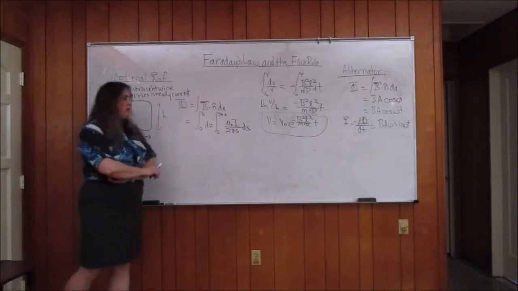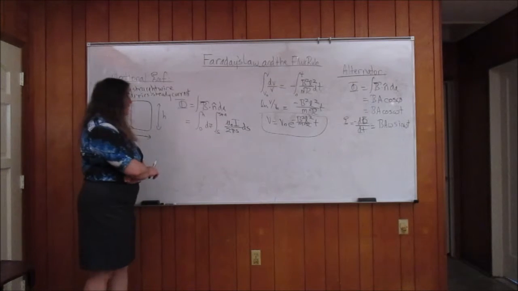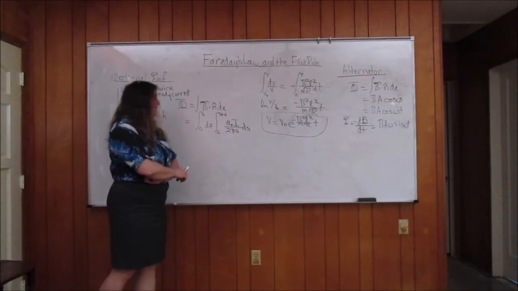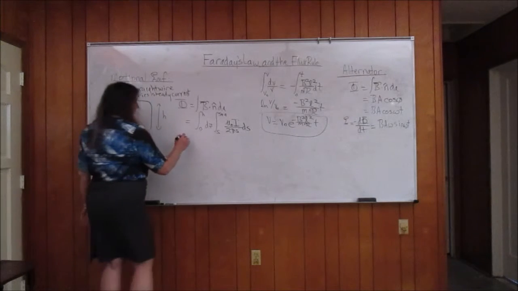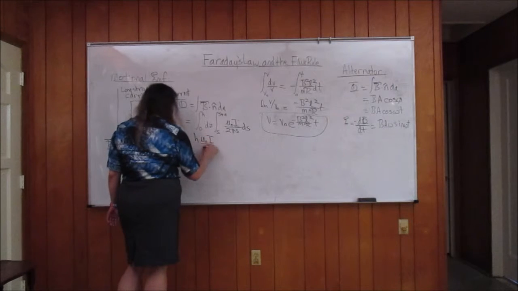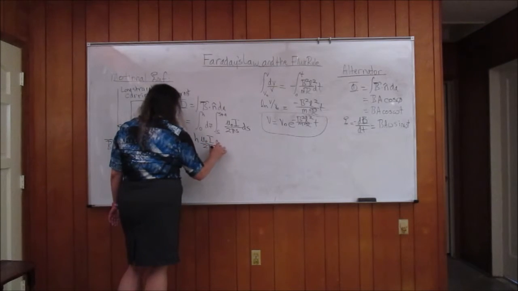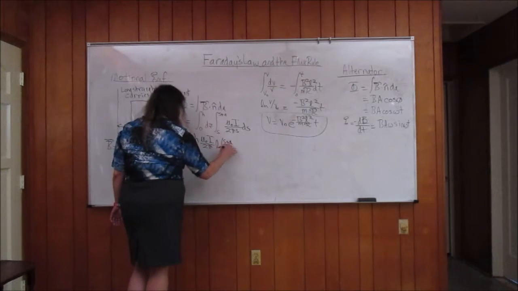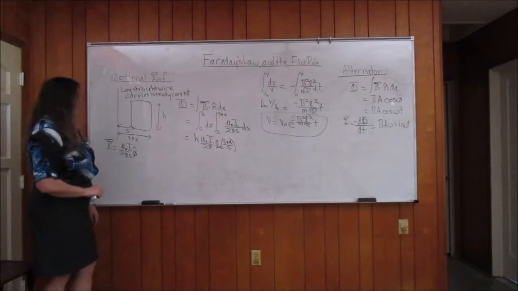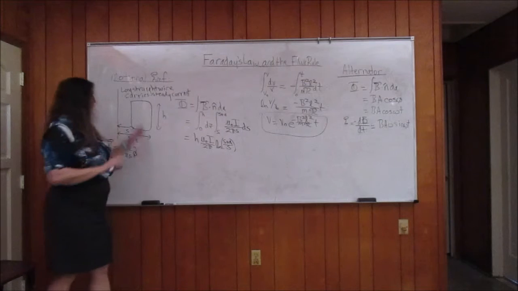We'll integrate from 0 to h over dz and integrate over ds, going from s to s plus a, mu naught I over 2 pi s. If I do the math here, I'll wind up with h mu naught I over 2 pi times the natural log of s plus a over s. Okay, so that's the flux.